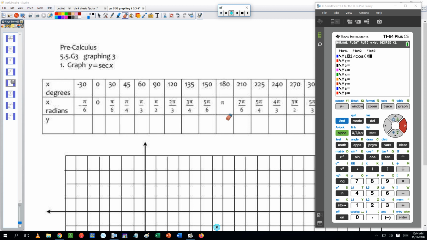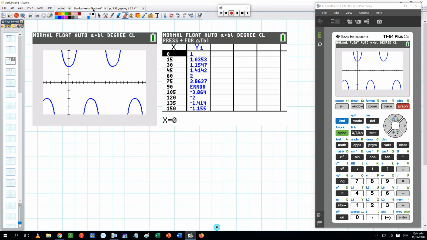That's a big key for secant. When you graph secant, you'll want to type in 1 over cosine. And when you graph secant, and same thing with cosecant, you get a series of n's and u's. And each of those will count as a period for secant. Okay, so that's what we have.